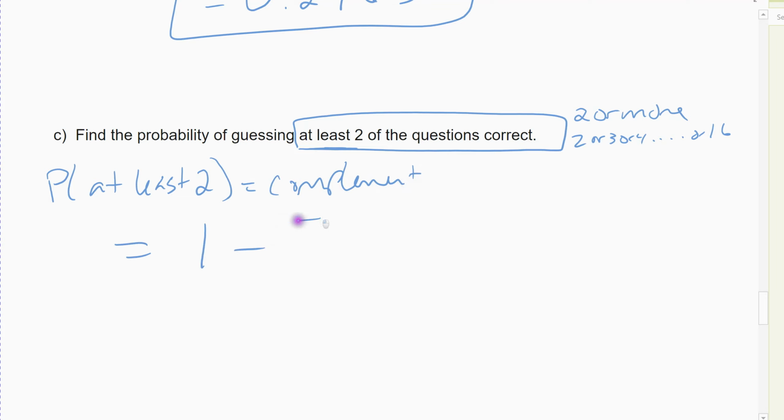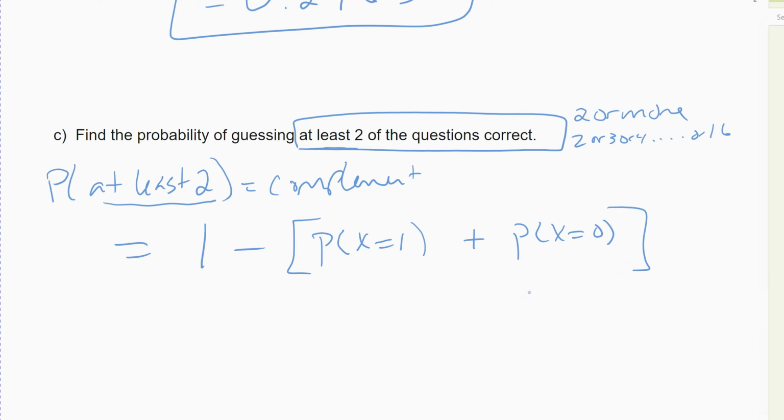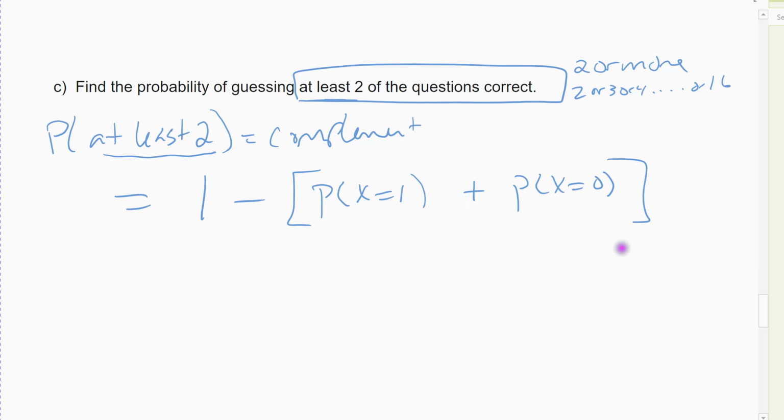is 1 minus the outcomes I don't want. Well, if I want at least 2, the probabilities that I want to throw away are anything less than getting 2 correctly. Well, that would be the 1 case, guessing 1 question correct, or the 0 case. All right? I don't want the case where I'm getting 1 correct, and I don't want the case where I'm getting none of them correct. And so those are the 2 probabilities I need to find, and then throw them away. So I need to find those and subtract them from 1. Make sure you're careful. I want to find those total and subtract them from 1.